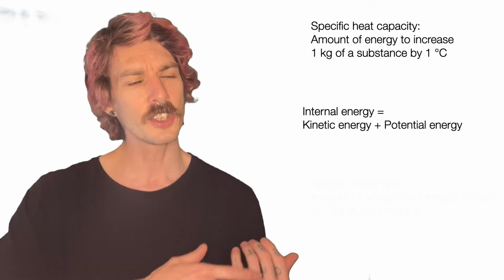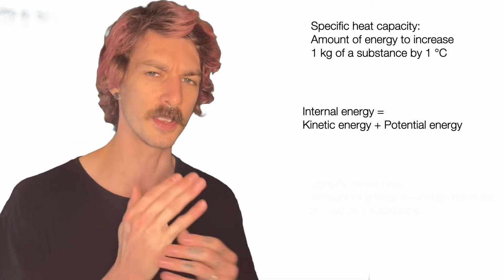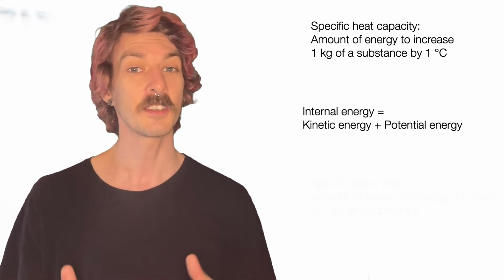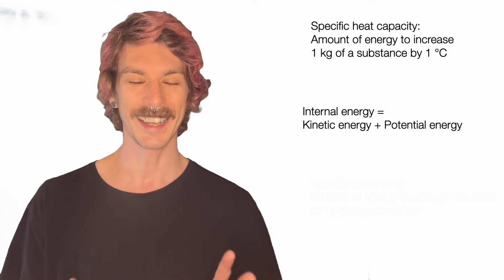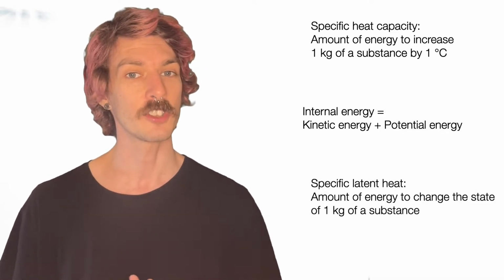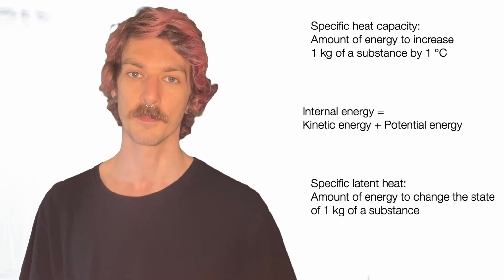So the amount of energy you need to change the temperature, the kinetic energy of the particles, is to do with the specific heat capacity. Specific latent heat is to do with the potential energy. Specific latent heat is the amount of energy you need to change the state of 1 kilogram of a substance. We can tie all of this together by having a look at this graph here.